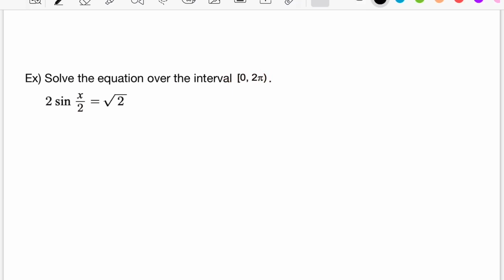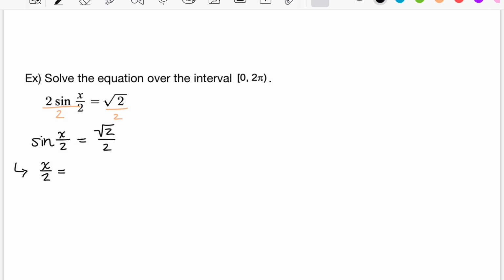What we'll start off by doing is trying to get sine of this half angle here, x over 2, by itself. So we'll divide both sides by 2. This gives us sine of this half angle, x over 2, is going to be equal to the square root of 2 over 2.